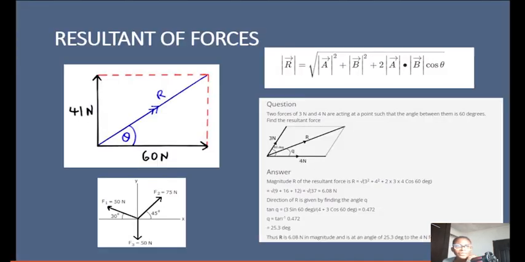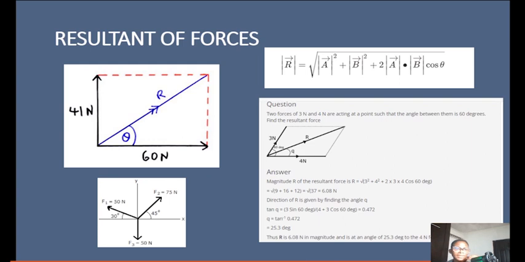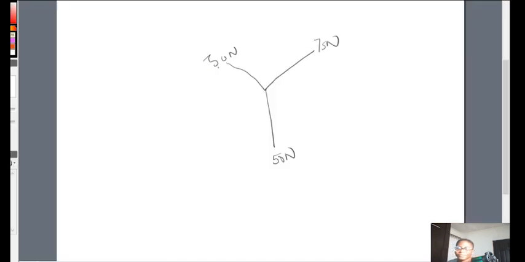So we have 50, 75, 50. We have 50 here, Newton. We have 75 here, Newton. And we have 50 here, Newton. So we have 3 forces, right? And 30, 45. So this place was 30. This place was 45, and this was what we were given.